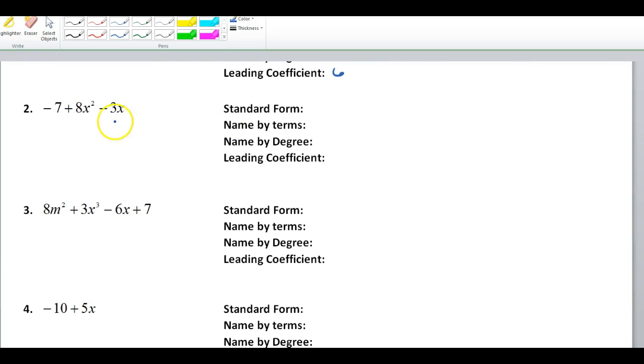Example 2, when we write it in standard form, we start with the highest exponent, 8x squared, followed by minus 3x, and then minus 7. 3 terms tells me it's a trinomial. The name by degree would be a quadratic because the highest degree is 2. And the leading coefficient here is 8.